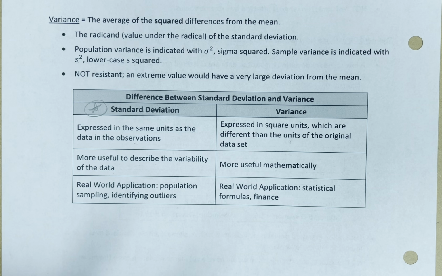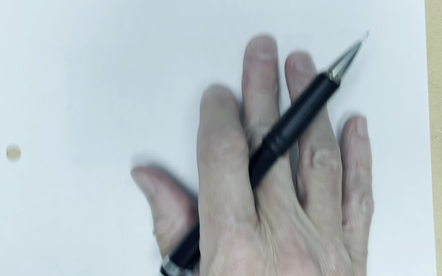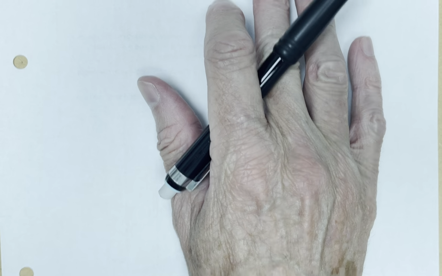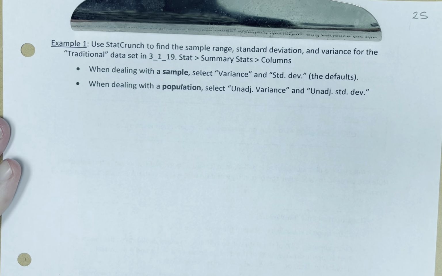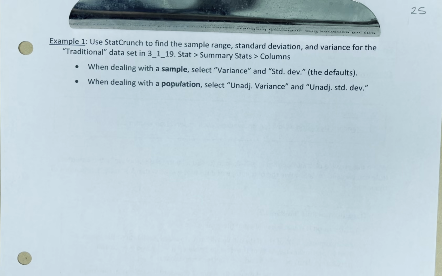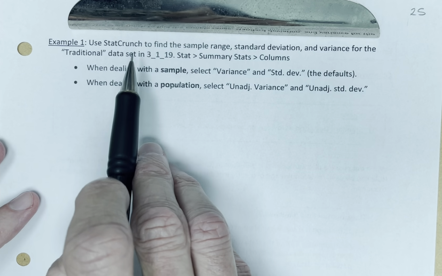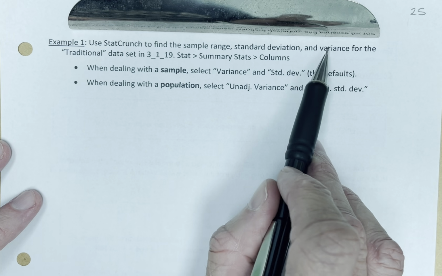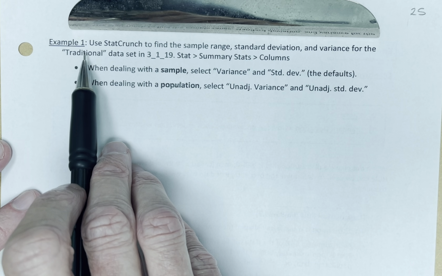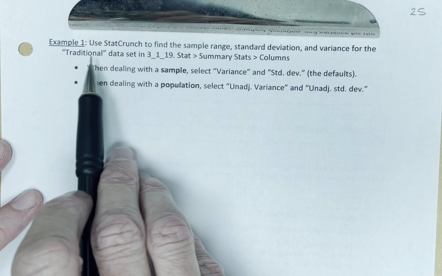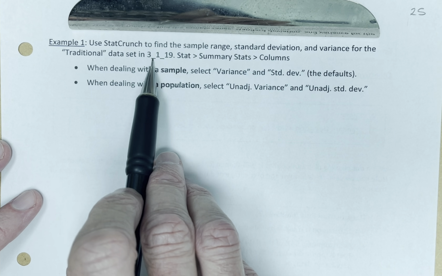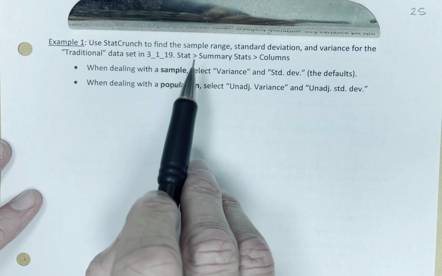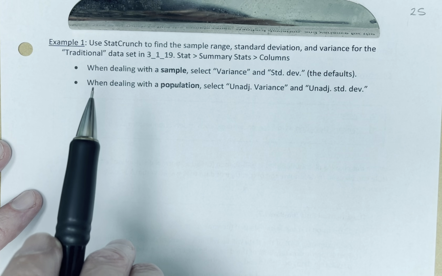Okay, so how does StatCrunch do this for us? Because we don't want to do it. Let's take a look at an example, and we're going to go into StatCrunch and have it do the math. Use StatCrunch to find sample range, standard deviation, and variance for the traditional data set in 3_1_19. We find it with Stat, Summary Stats, Columns.